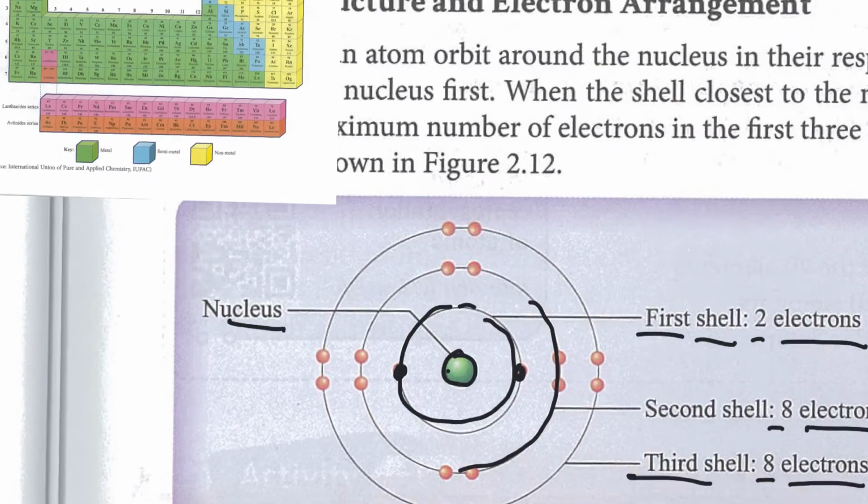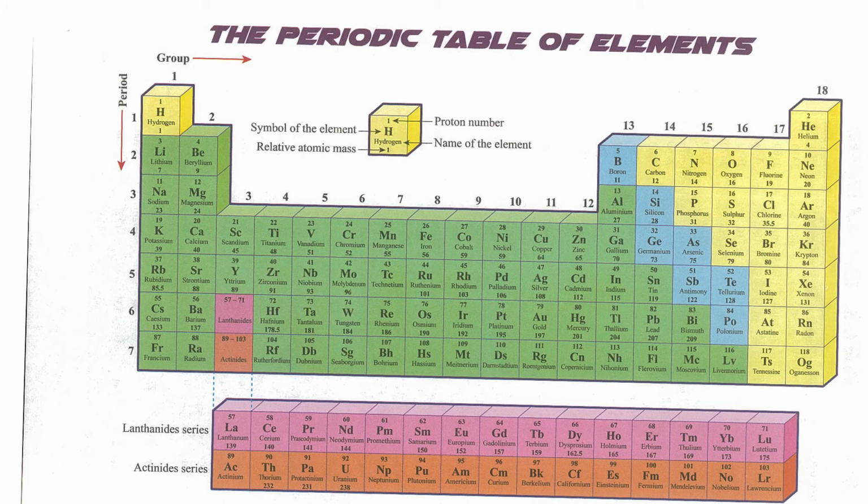Okay, so in your syllabus, you need to draw the electron arrangement for the first element until the 20th element. Okay, after I teach you how to draw, you need to apply that, and you need to draw for 20 elements, which means from 1, 2, 3, 4 until 20. Okay, I'm going to use the example given over here. The example gave us the aluminium. So I'm going to show you how to draw the electron arrangement for aluminium.